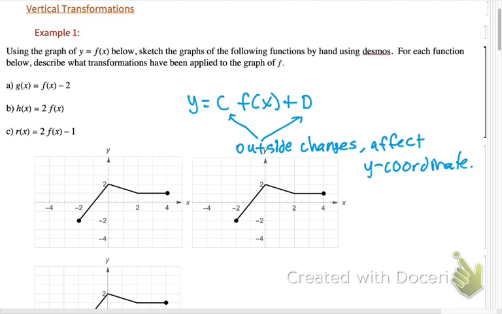And then part C, r of x equaling 2f of x minus 1. To obtain the graph of r of x from the graph of f of x, you would multiply y-coordinates by 2, and then because of the minus 1, you would subtract 1 from y-coordinates after that. So it's a stretch of a factor of 2 first, and then a shift downward of 1 unit. But whatever C and D are, like in part C, capital C is 2, capital D is negative 1, I like to call the effects of C and D outside changes. They only affect y coordinates.